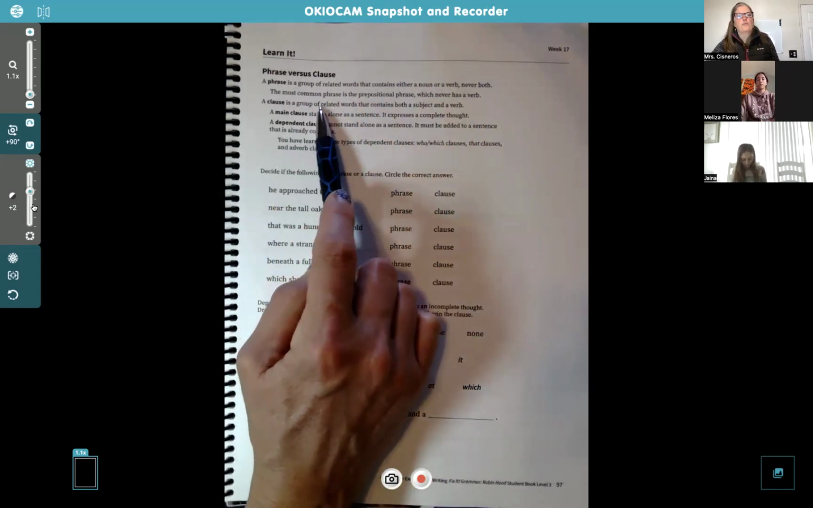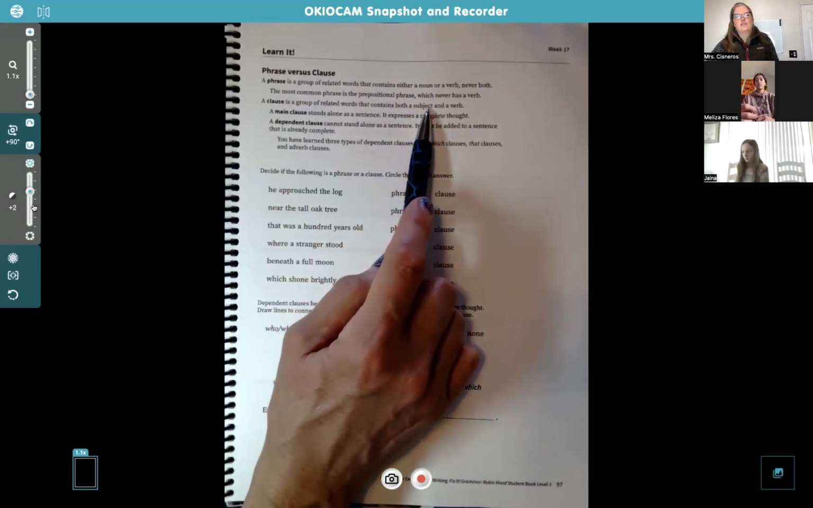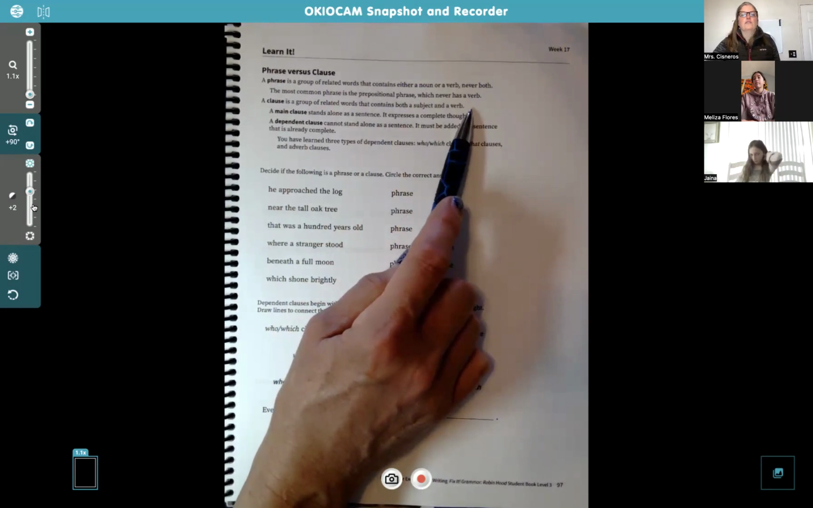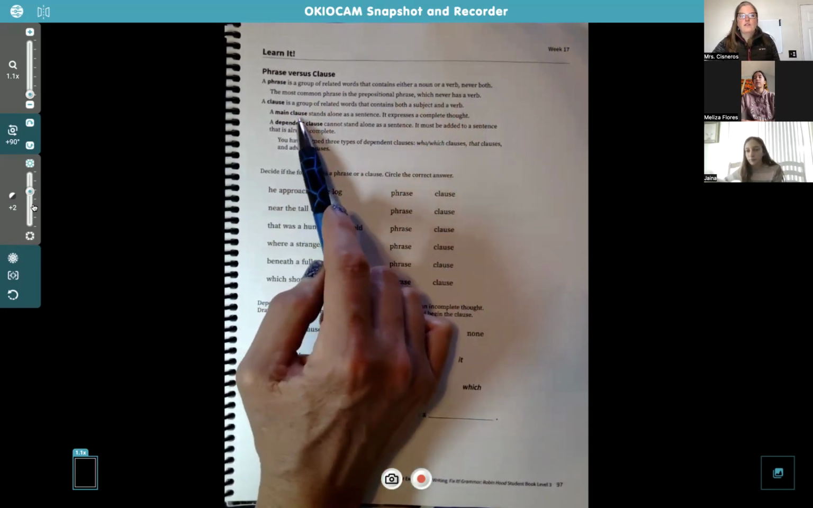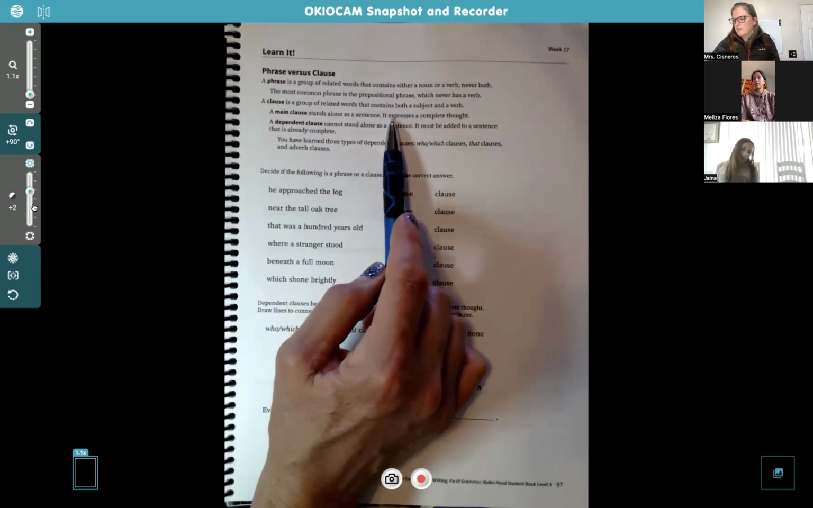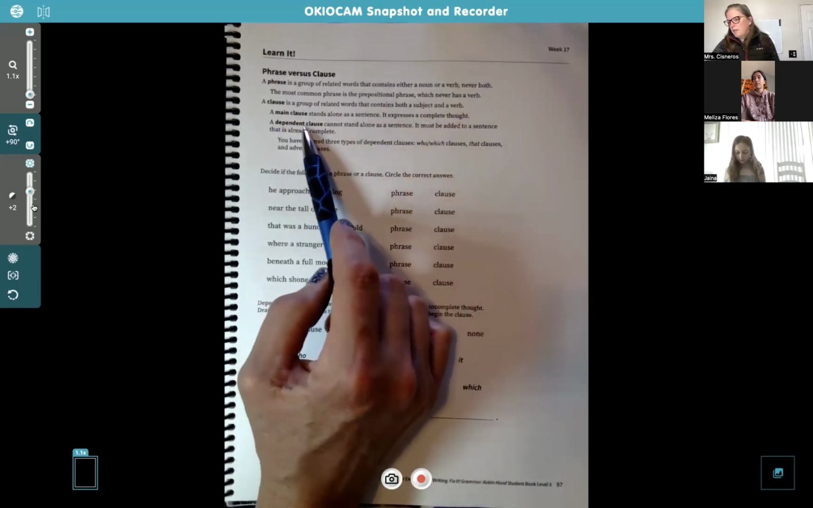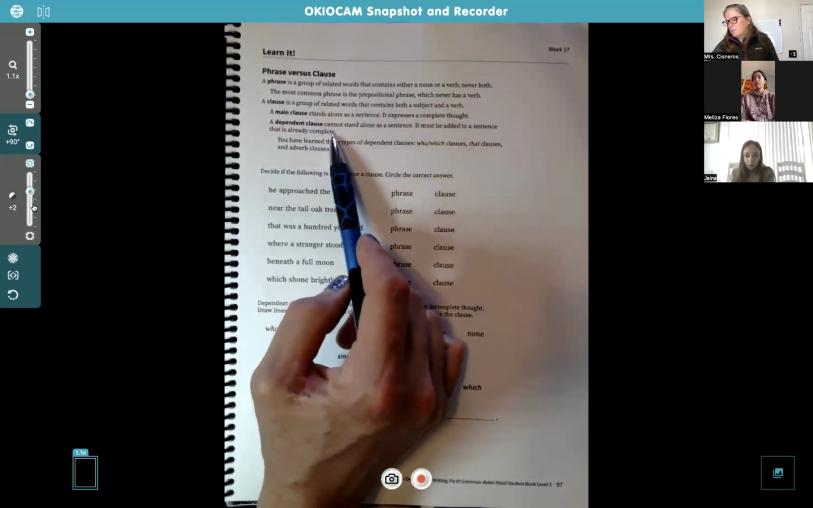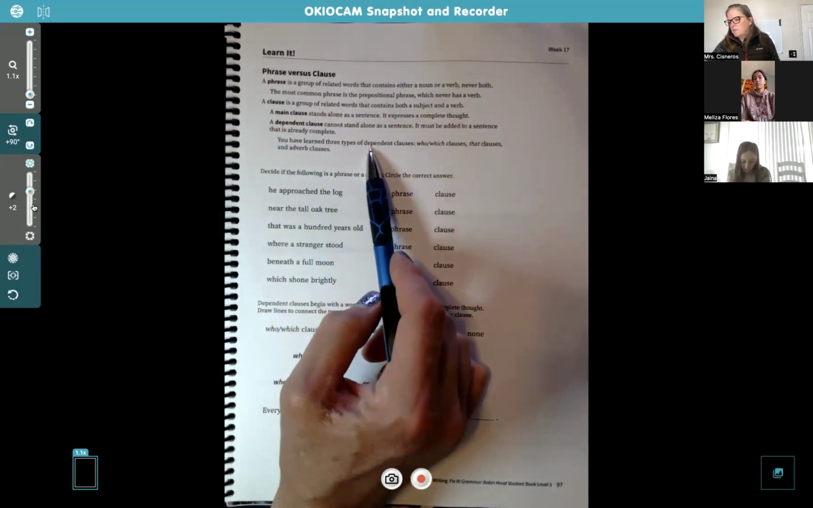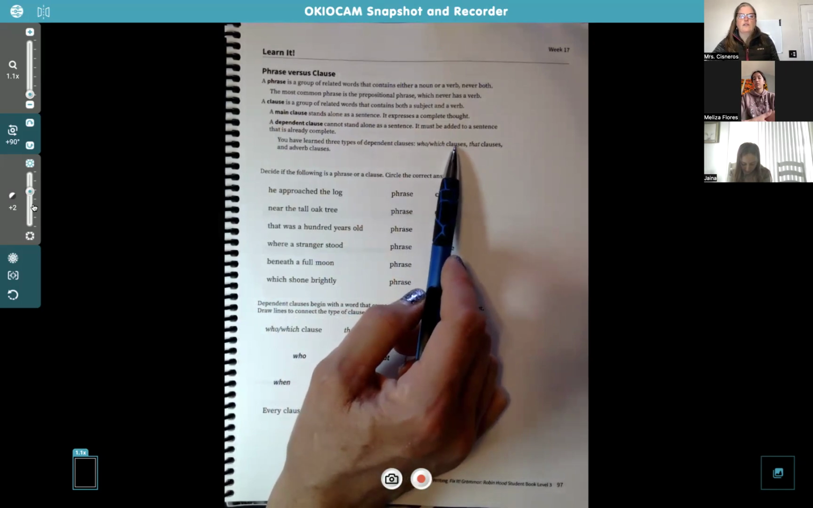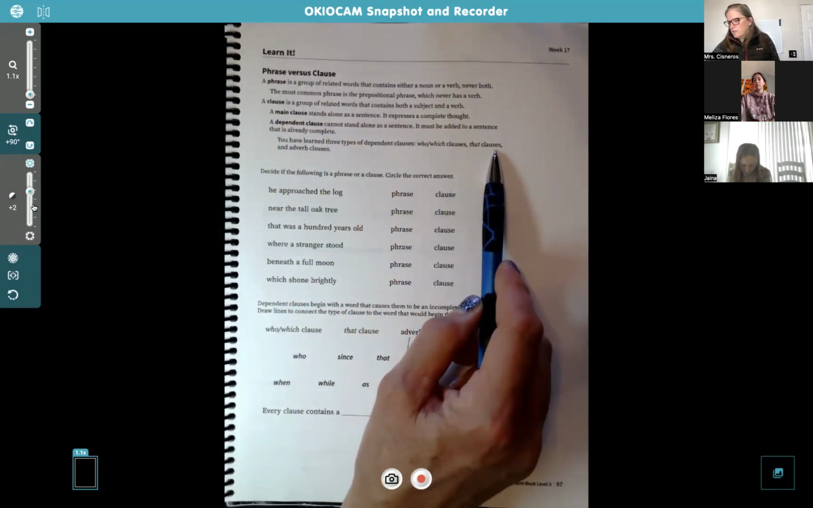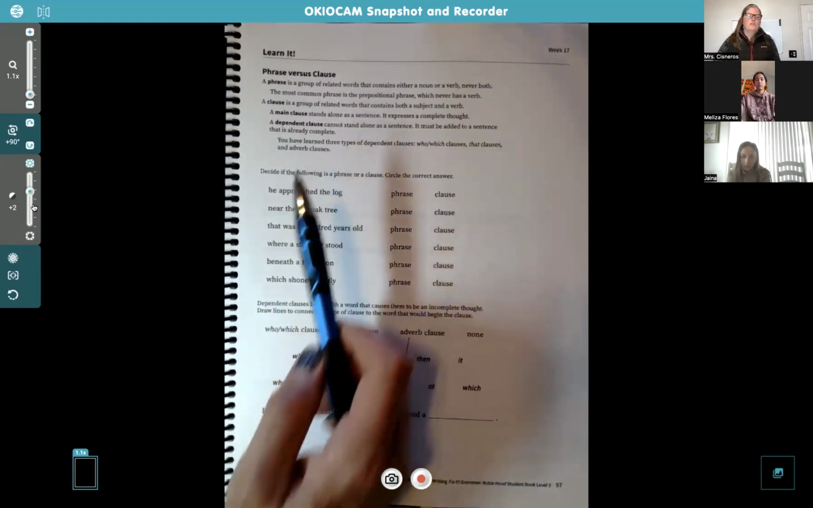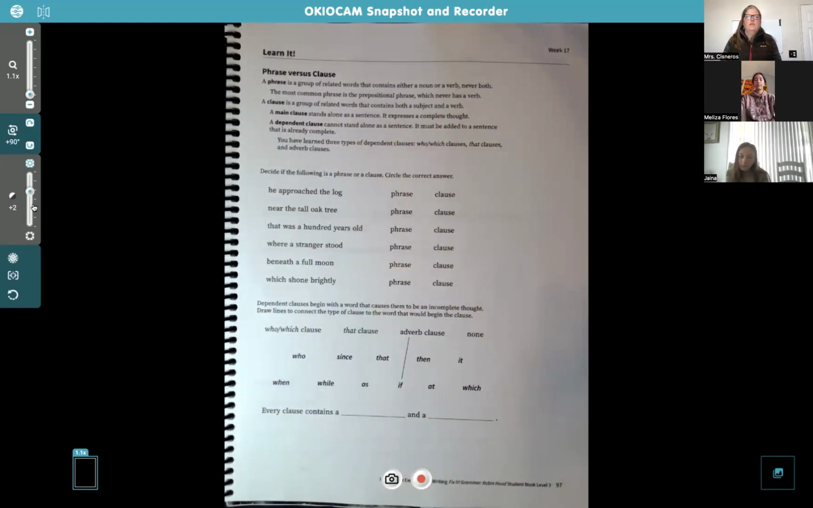A clause is a group of related words that contains both a subject and a verb. So clauses have both. A main clause stands alone as a sentence. It expresses a complete thought. A dependent clause cannot stand alone as a sentence. It must be added to a sentence that is already complete. And you've already learned 3 types of dependent clauses: the which clause, that clauses, and adverb clauses. So the main thing to remember is phrases don't have a verb, but clauses do. That's the main difference between the two.